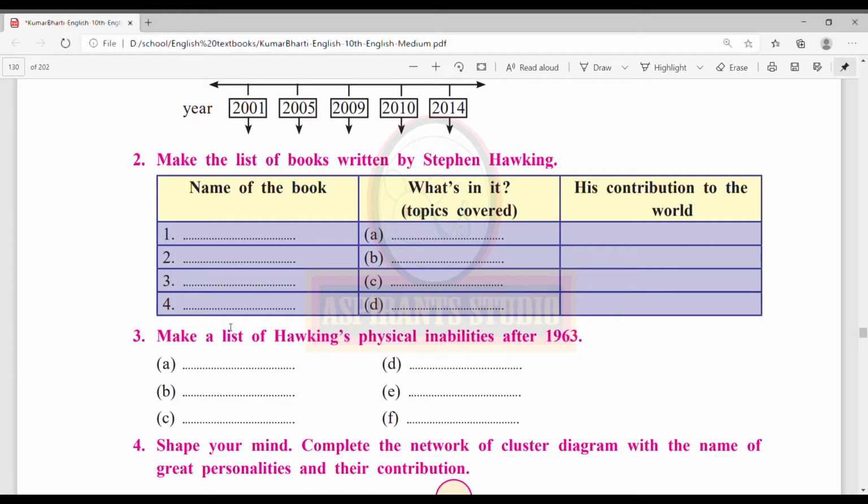4. Name of the book, The Grand Design. Topics covered: God could not have created the universe. Conclusion, his contribution to the world: the Big Bang was the inevitable consequence of laws of physics and nothing more.